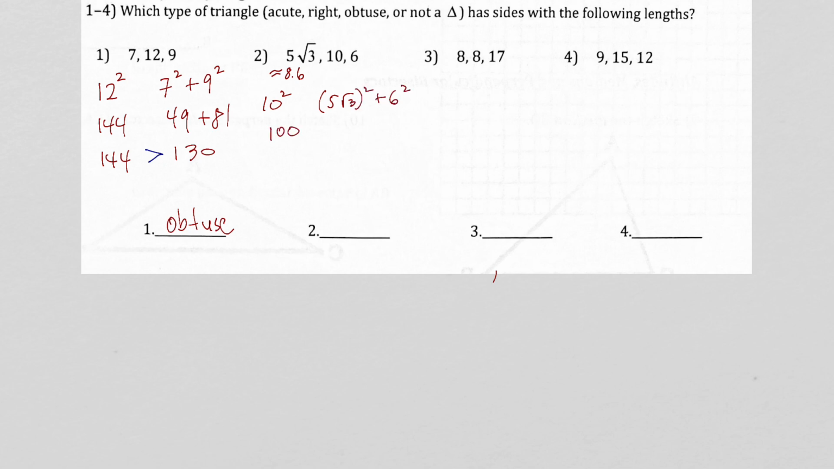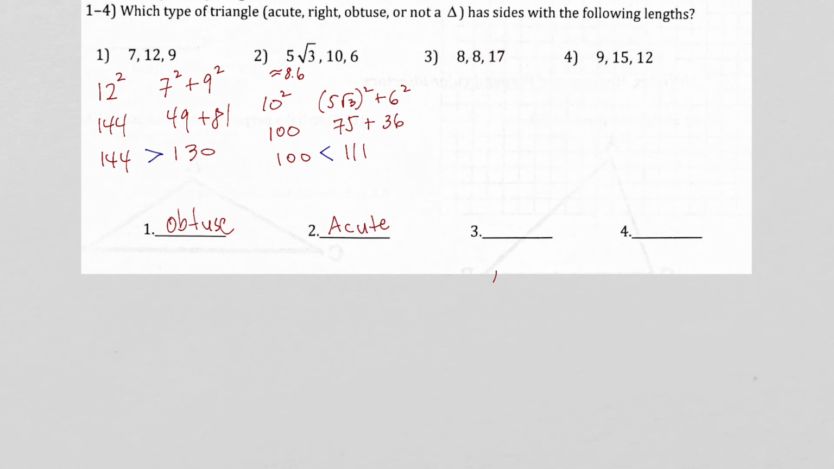This is 100. When we square this we get 25. We square this and get 3, and 25 times 3 is 75. This is 36. So this side adds up to 111. Since 100 is less than 111, this is an acute triangle.